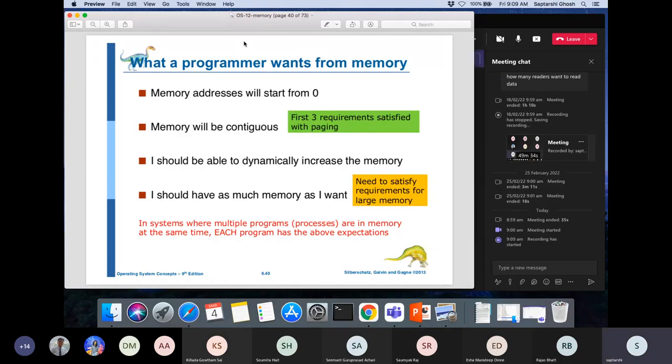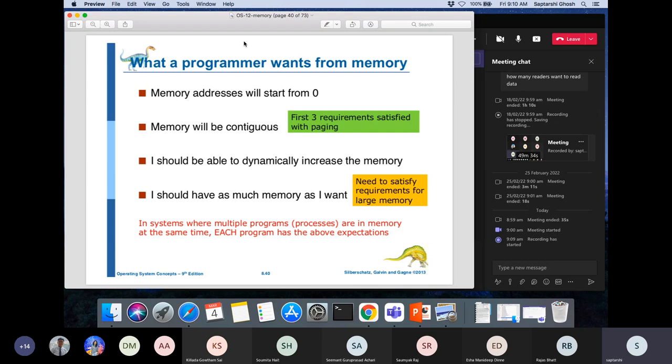Okay, so let's start with a 5-minute recap. We have been discussing that any programmer, when we write programs or any software even, has certain expectations from the memory. Memory addresses will start from 0, memory will be contiguous, and there is this dynamic increase portion. So these three requirements. We initially discussed contiguous memory allocation, but that made dynamically increasing the memory really difficult.